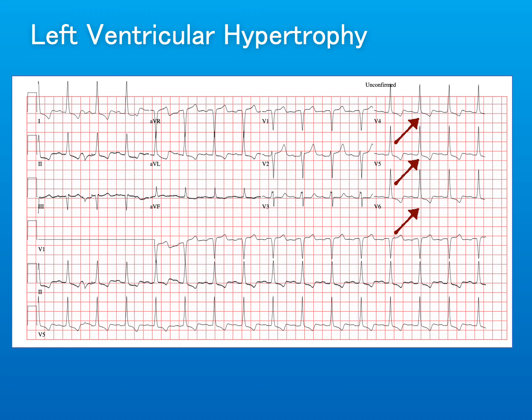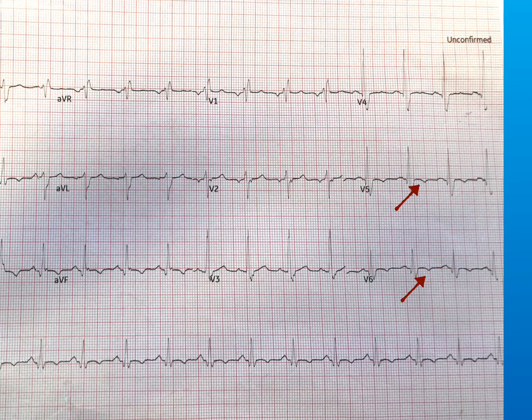The other issue is that it can present as a normal variant. Some athletes, some black people will have T-wave inversions across the precordial leads, and this can be a normal variant. But we're going to talk about this when we talk about ECG changes in athletes.